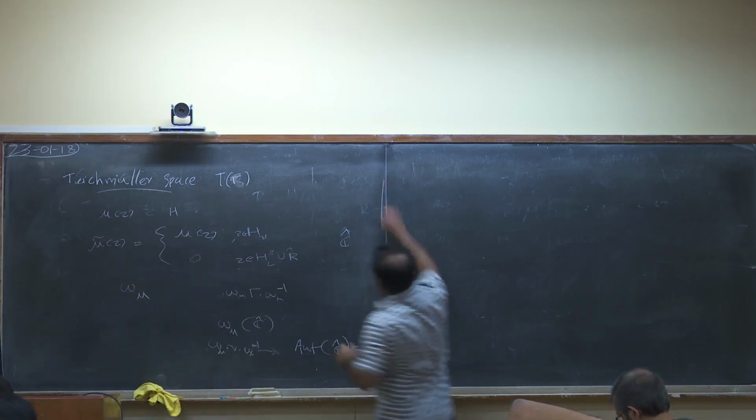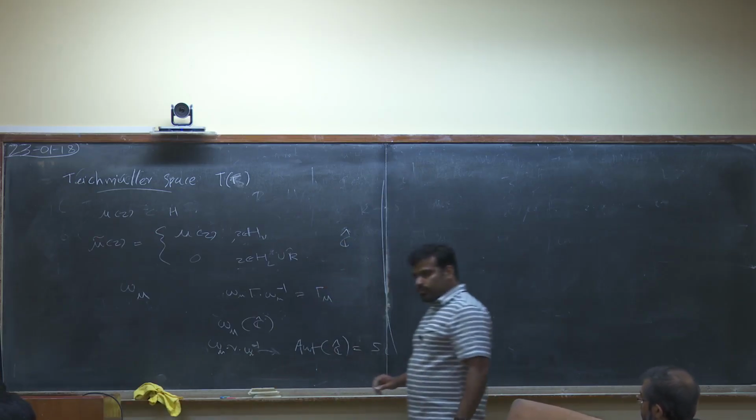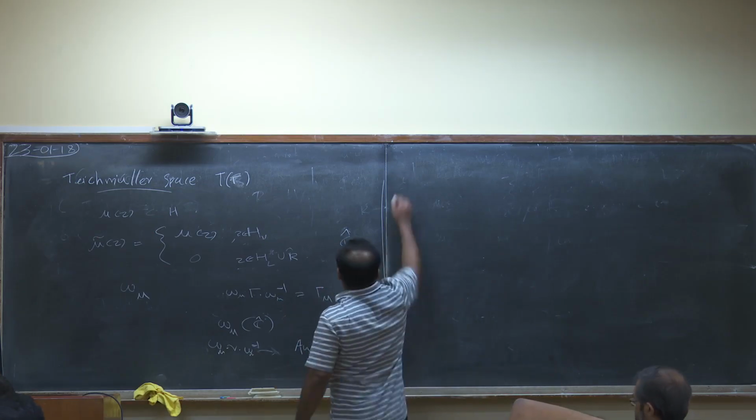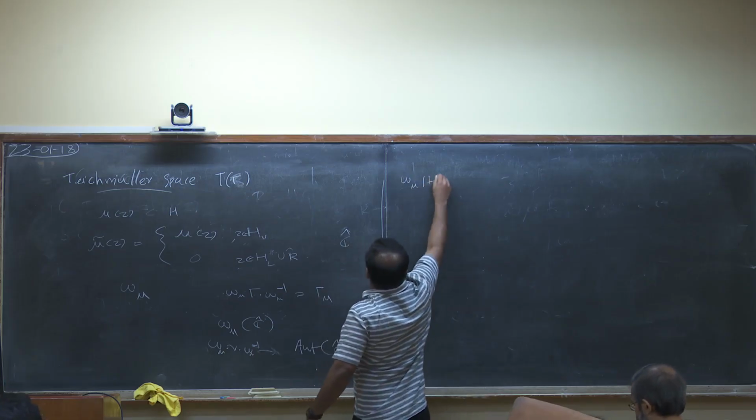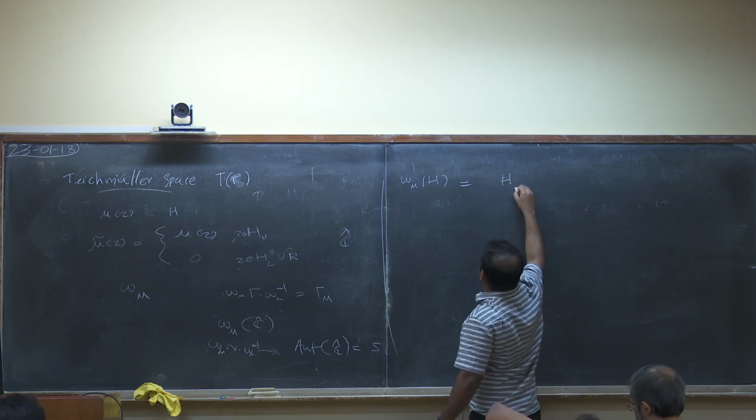So I denote this group by gamma mu. Now this W mu transforms the upper half plane to something else, right? Which I denote by H mu.